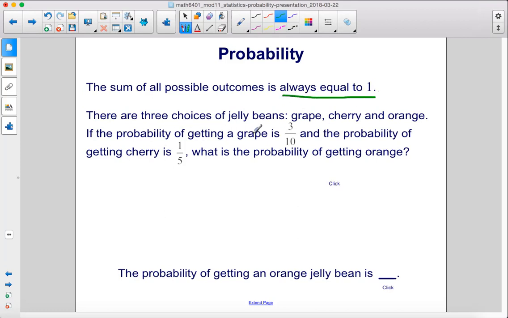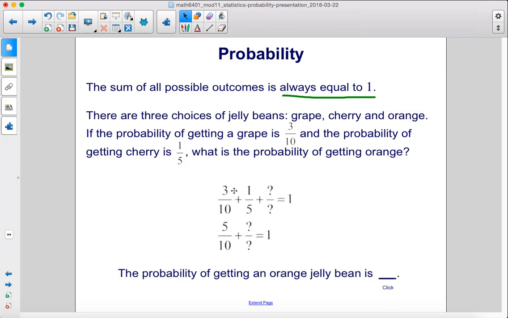There are 3 choices of jelly beans: grape, cherry, and orange. If the probability of getting grape is 3 out of 10, and the probability of getting cherry is 1 out of 5, then what's the probability of getting orange? Well, we know that added all together, these 3 probabilities will always equal 1. So if we add in one mystery fraction here for the probability of getting orange, we know that those equal 1 when you add them together.